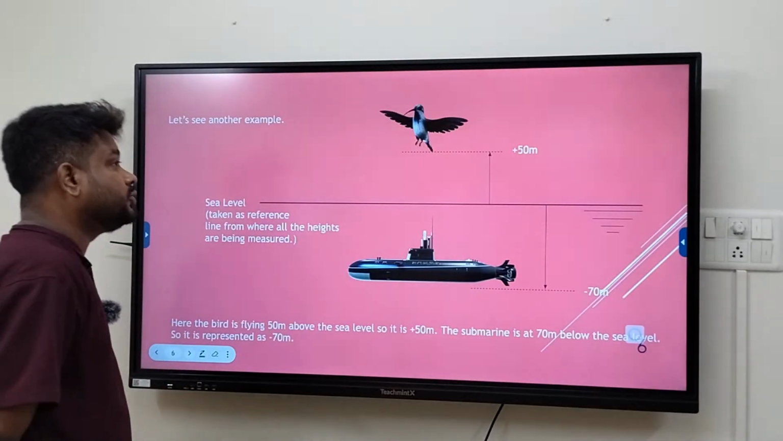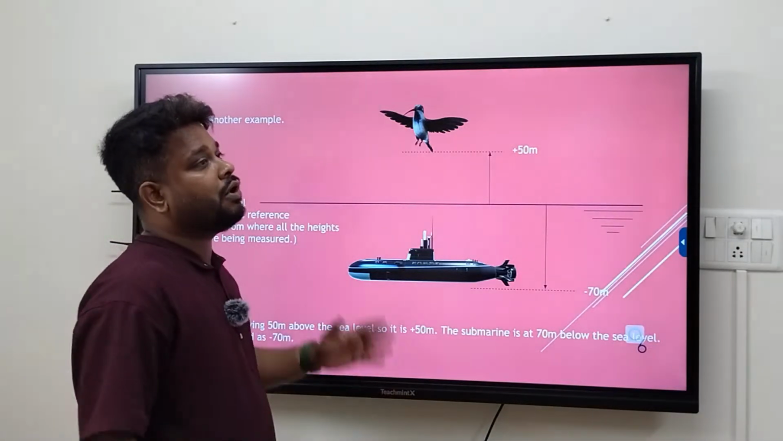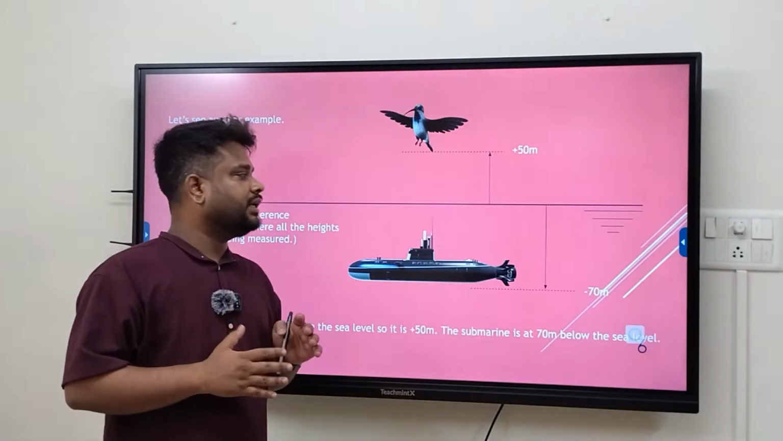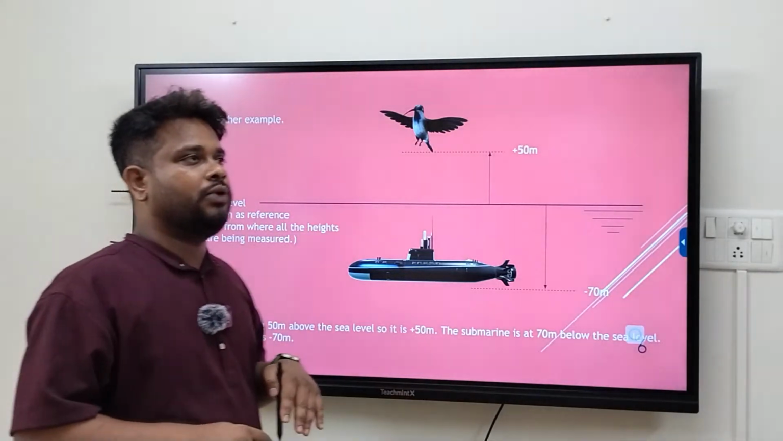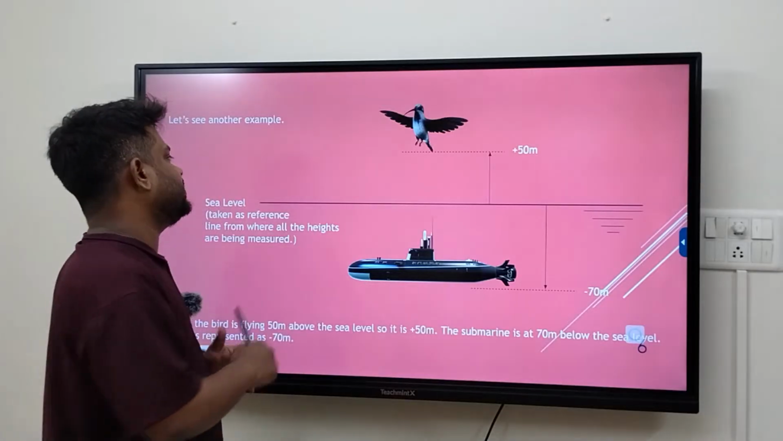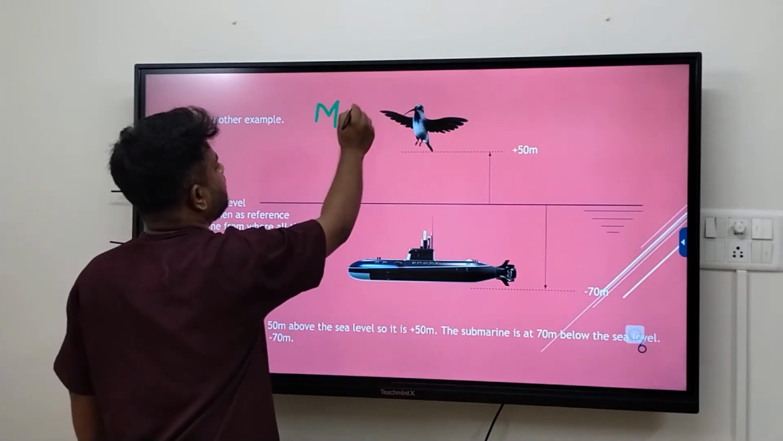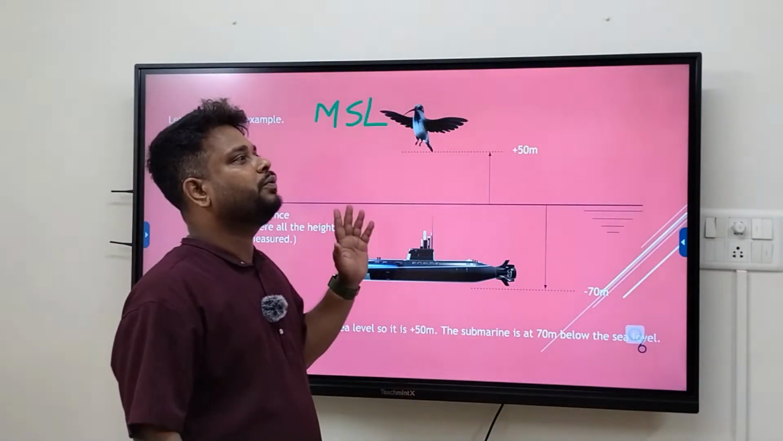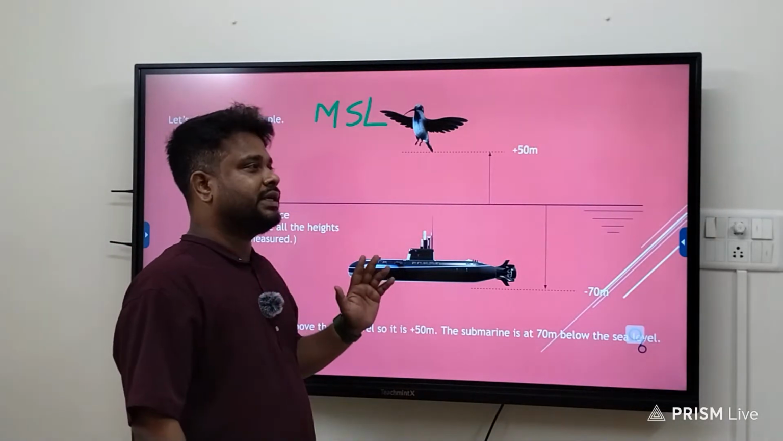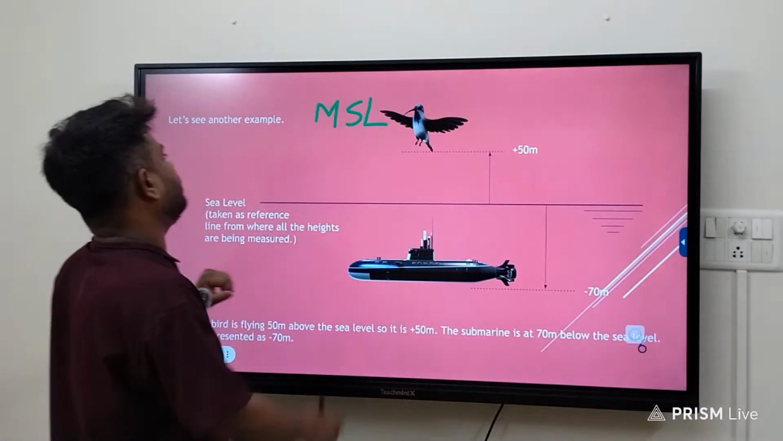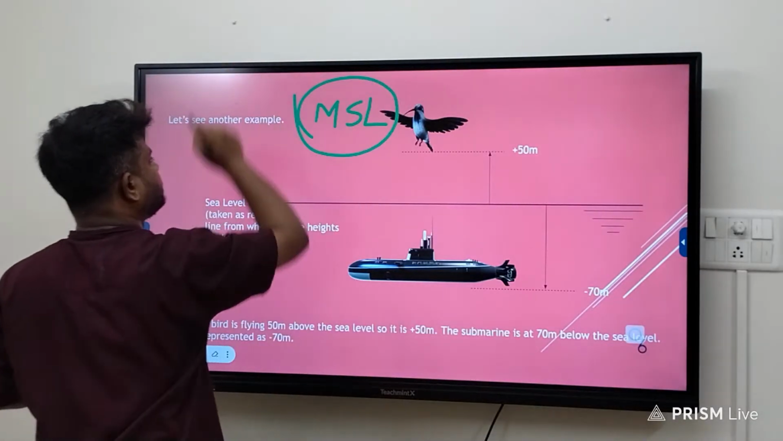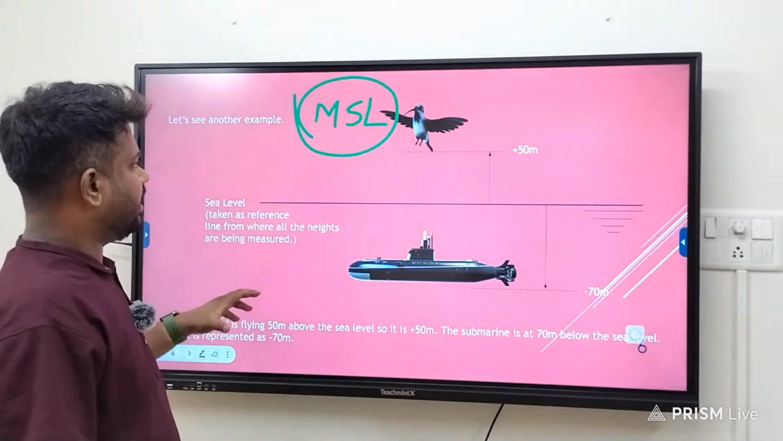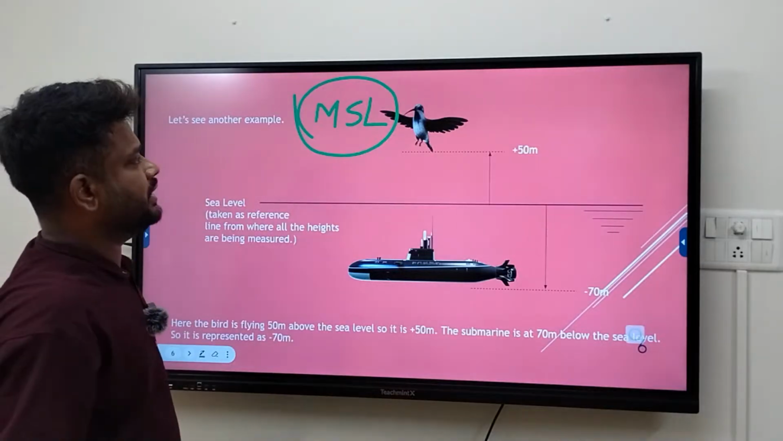Okay. This is also a practical use of negative numbers. We always take in nature the sea level as a 0 point. You may have seen that many stations write these things in the station. Like if you travel by express train, you can observe this written in any station's name board.